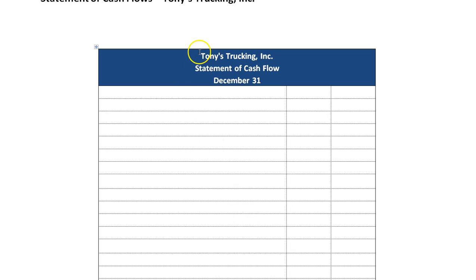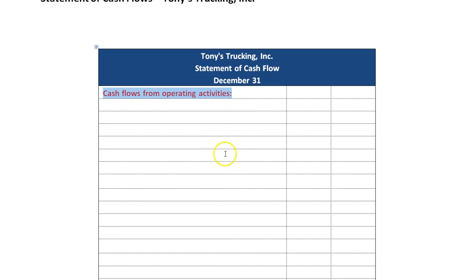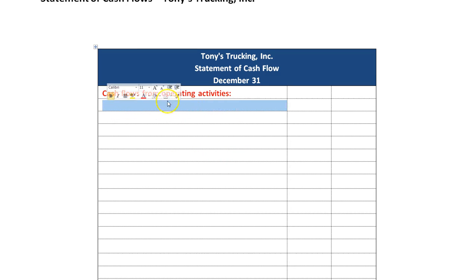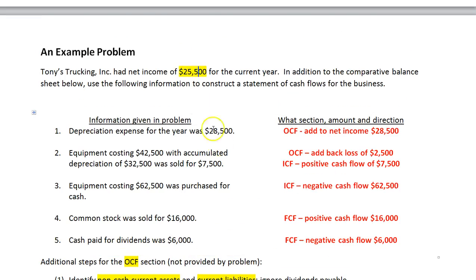This is going to be reported as a typical 3-part title. Tony's Trucking Incorporated, Statement of Cash Flow at December 31st. Alright, we're going to start with the first of the 3 sections, the cash flow from the operating activities. Remember, this approach starts with net income. This problem gives us net income at the start of it. We go back up, let's see, the net income was 25,500.